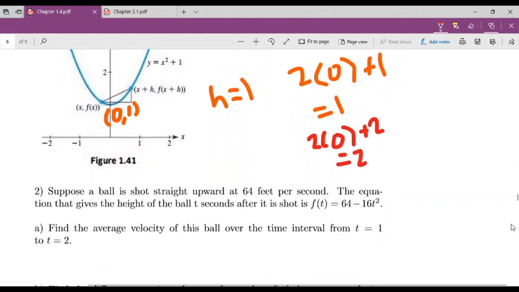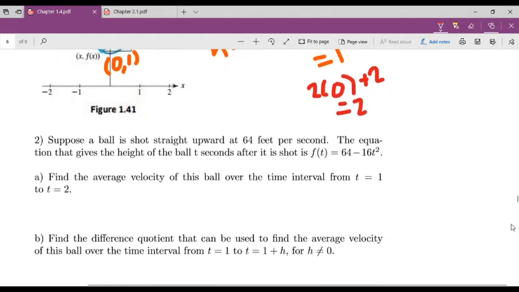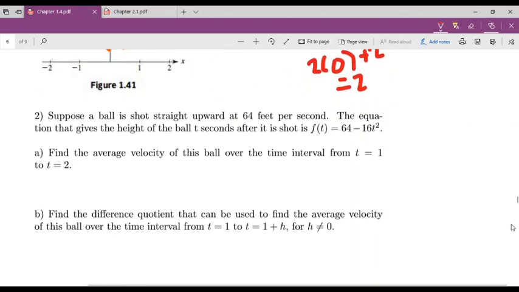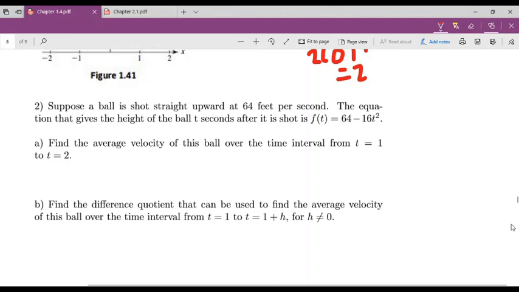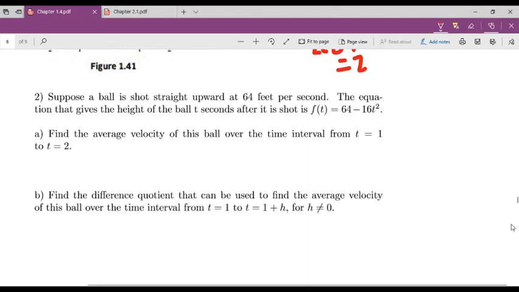That's kind of how that works. Number 2 says, suppose a ball is shot straight upwards at 64 feet per second. The equation that gives the height of the ball t seconds after it is shot is f of t equals 64 minus 16t squared. Find the average velocity of this ball over the time interval from t equals 1 to t equals 2.